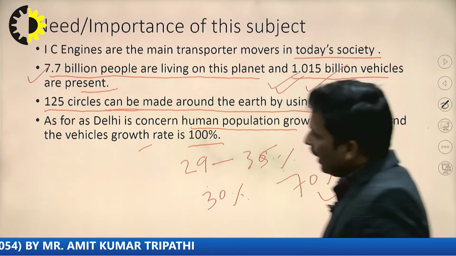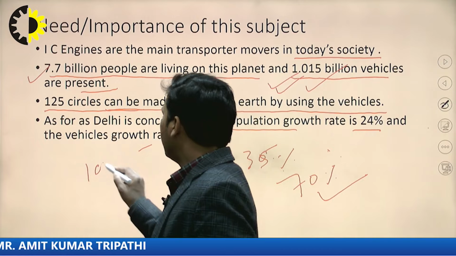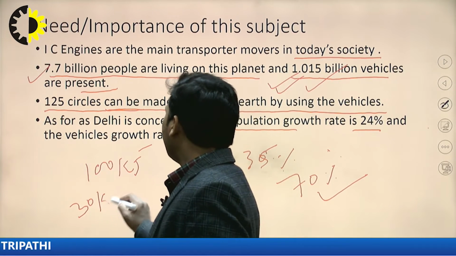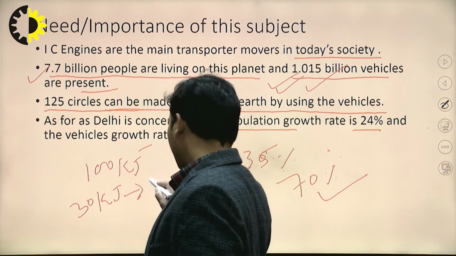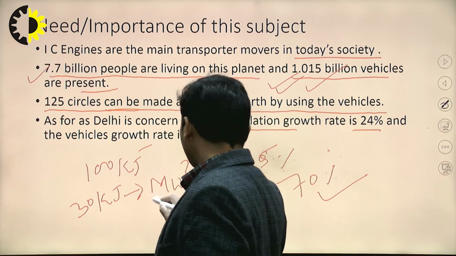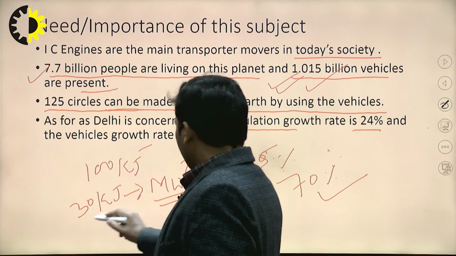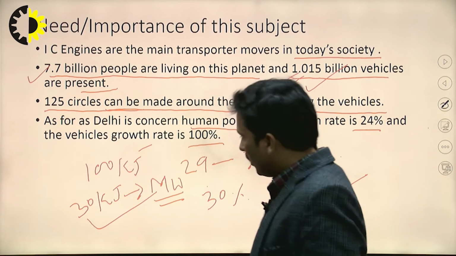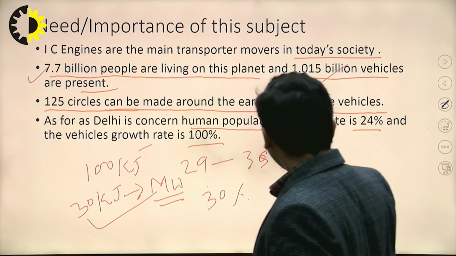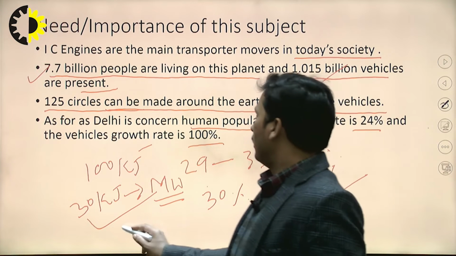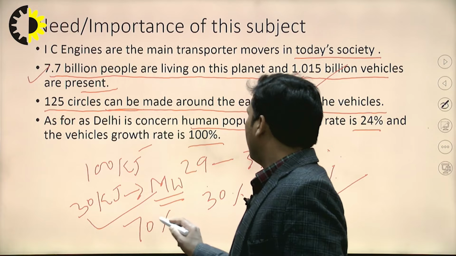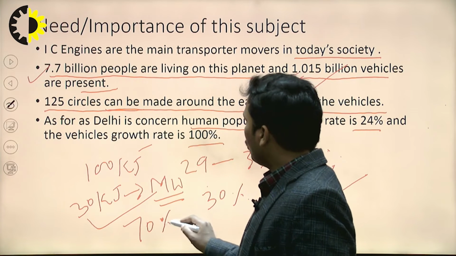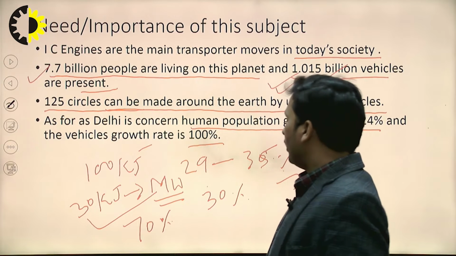So, if we supply 100 kilojoule of heat to the engine, then only 30 kilojoule of heat is converted into mechanical work, useful work. We get this useful work from this 30 kilojoule of heat, and the remaining 70 kilojoule of heat is transferred into the atmosphere.